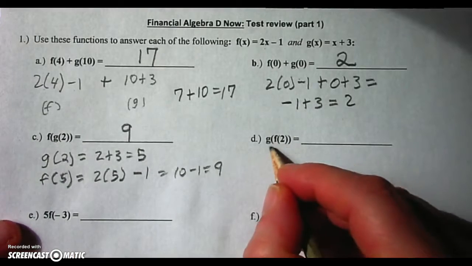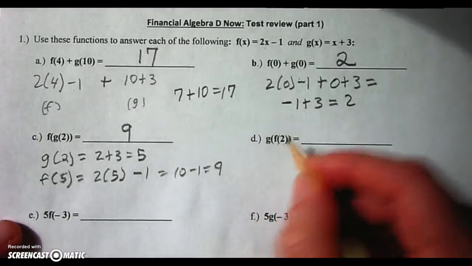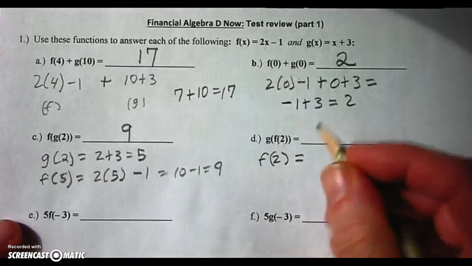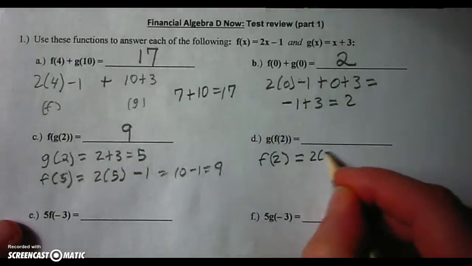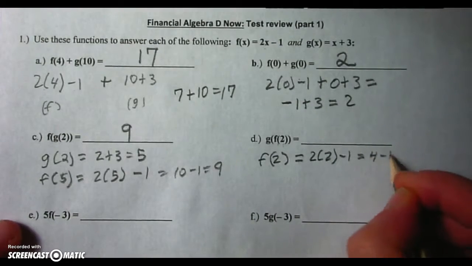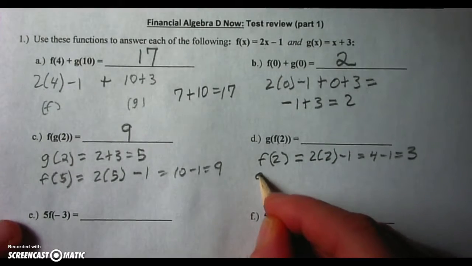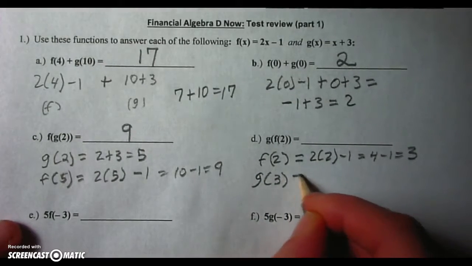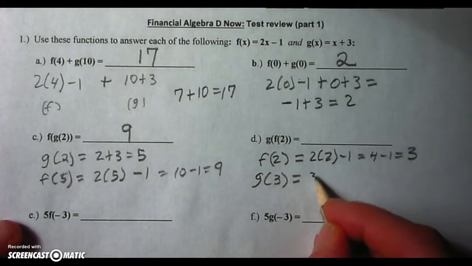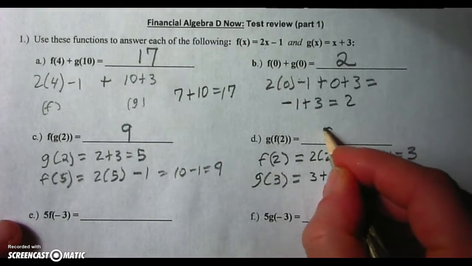Okay. This set of directions is a little bit different. It's telling us to put 2 in f first and then work with that output for g. So f of 2, we're going to put 2 into machine f, which is 2 times 2 minus 1. And that gives us 4 minus 1, which is 3. Now we have to put that output into our second machine, which is g. So g of 3, and that's 3 plus 3, which gives us a grand total of 6.